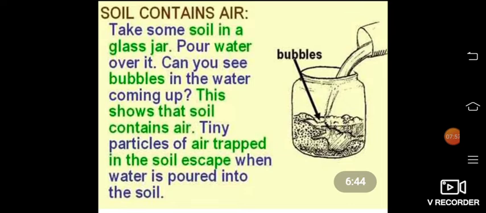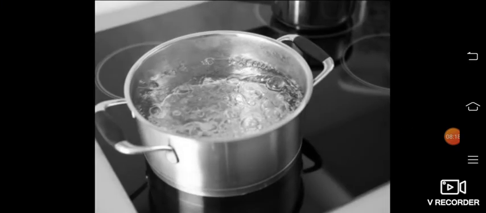Empty bottles, glasses, rooms, holes, ground, space between leaves and grass, everything is surrounded by air. Okay, so air is everywhere. The air occupies the empty space. Wherever there is empty space, it occupies. Okay, look at this picture.